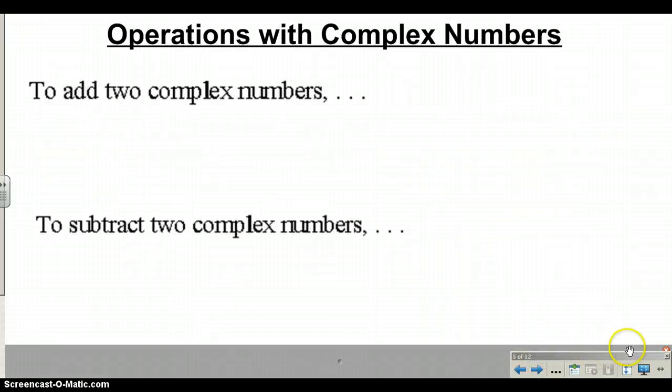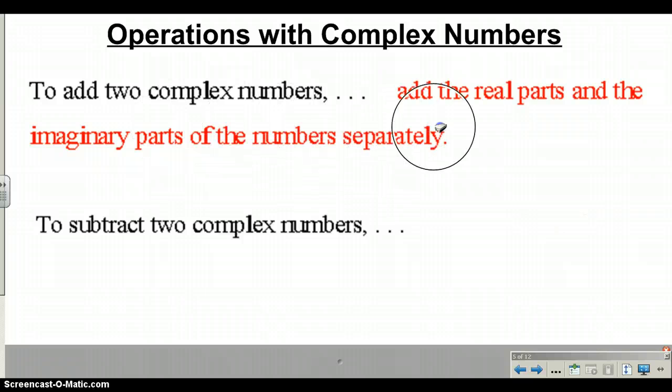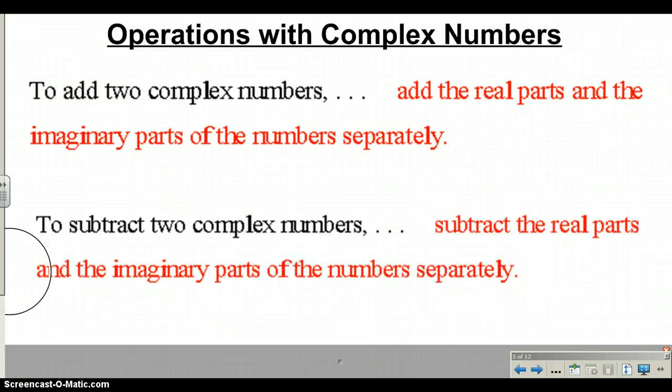Okay, now let's get into some operations with complex numbers. To add two complex numbers, you add the real parts, and then you add the imaginary parts, so they're separate. Same thing with subtracting: you subtract the real parts and the imaginary parts separately from each other.